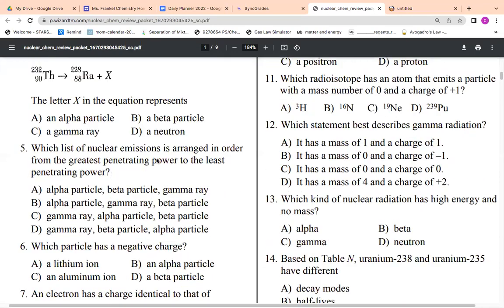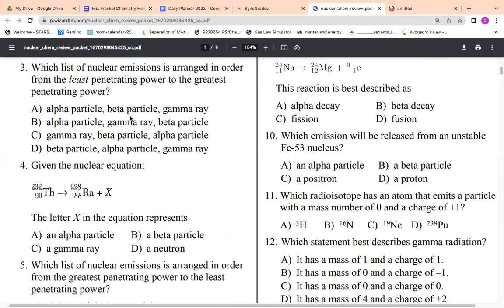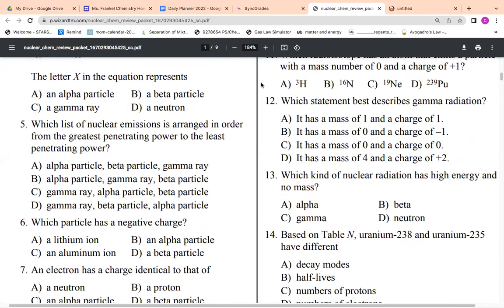This is basically the opposite of question 3, so just in the opposite order. Which list of nuclear emissions is arranged in order from greatest penetrating power to the least penetrating power? Again, lowest is alpha, then you've got beta, then you've got gamma, and then you've got neutron. So they want the greatest to the lowest.